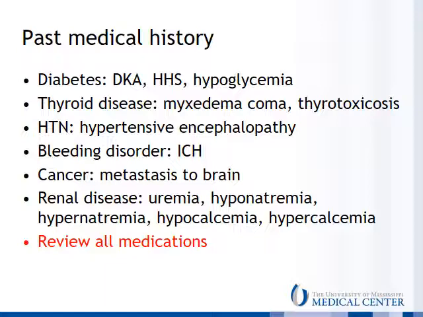History of hypertension and non-compliance point towards hypertensive encephalopathy. If a patient has a history of bleeding disorder, then the patient can have intracerebral hemorrhage or bleeding as an etiology of coma. Cancer, most likely lung, colon, breast, can metastasize to the brain and cause coma. So history of cancer is also important. History of renal diseases can cause uremia, hyponatremia, hypocalcemia or hypercalcemia as an etiology of coma. At last, reviewing all medications that the patient is on helps with determining the etiology of coma.